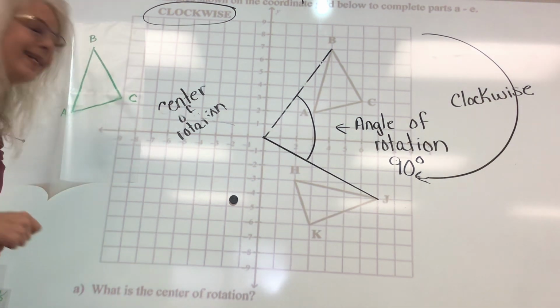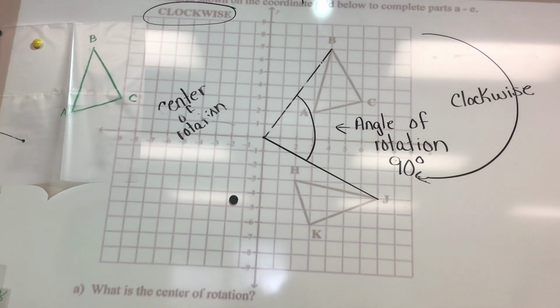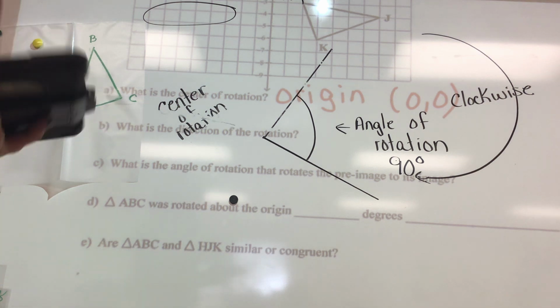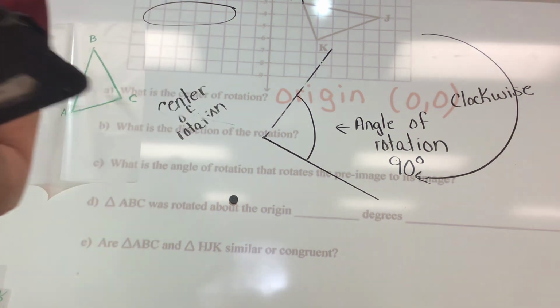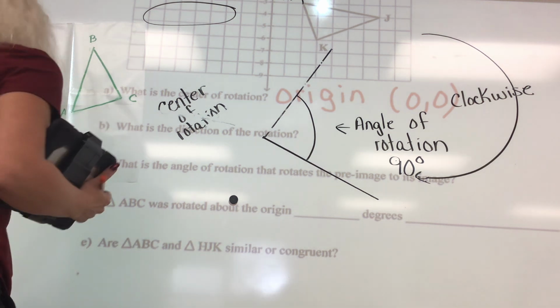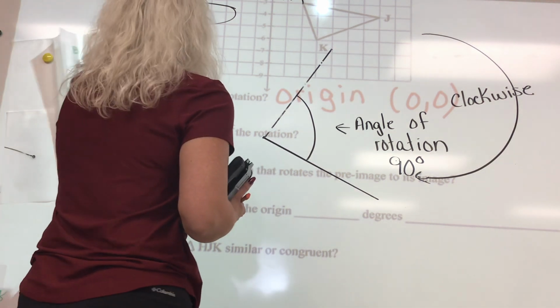Part A, what is the center of rotation? Where did I put my finger? The origin. So write down the origin. And what is the ordered pair for the center of rotation? 0, 0. So write down 0, 0, because I'm going to say rotate around the origin, and I'm also going to say rotate around point 0, 0. So you need to know that that is the same thing.